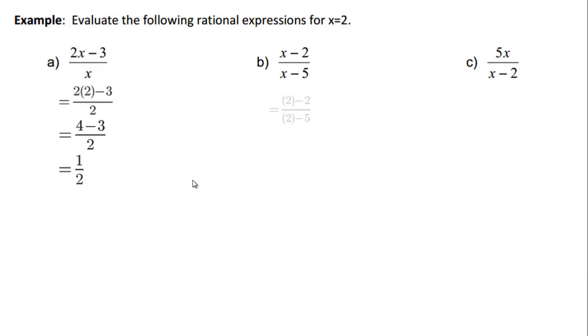No issues there. When x equals 2 for the second one, you plug in 2, you get 2 minus 2 over 2 minus 5. So you get 0 over minus 3.